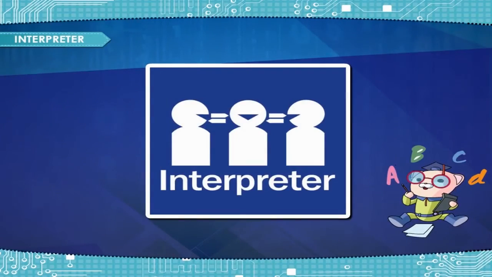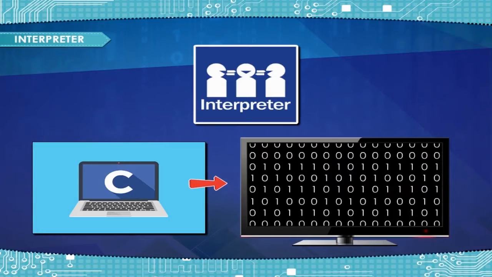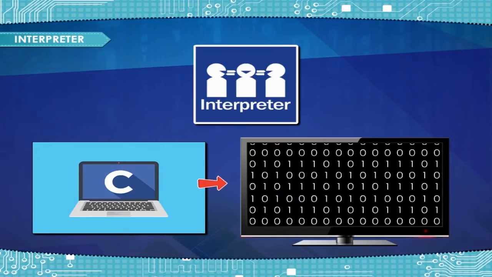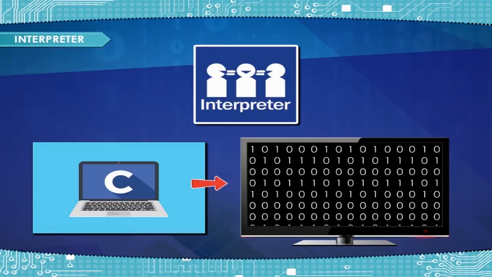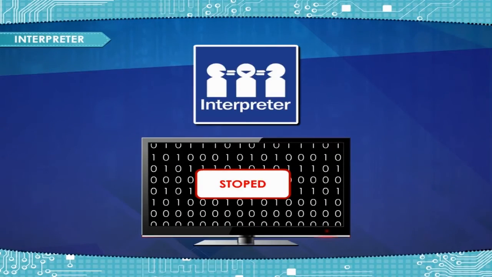Interpreter. Interpreter is a translator program that converts HLL programs line by line. If there is any error at any point or line, program execution will stop until the error is removed or debugged.